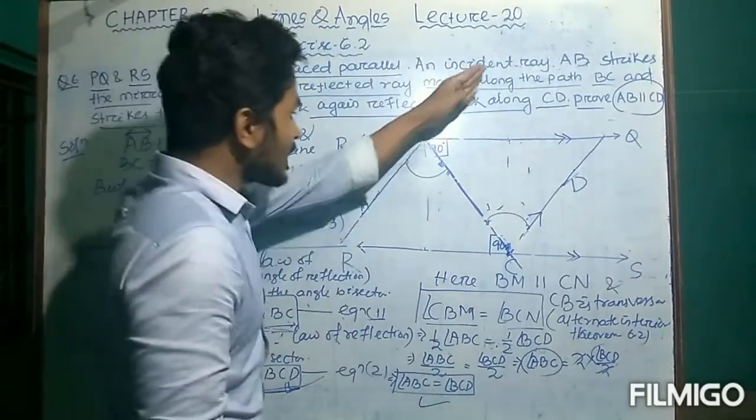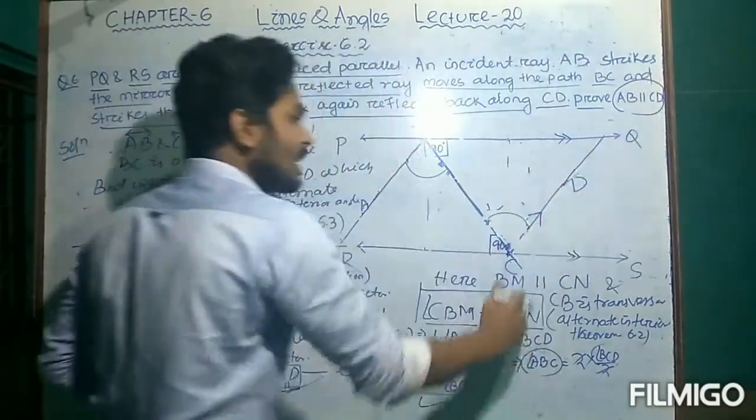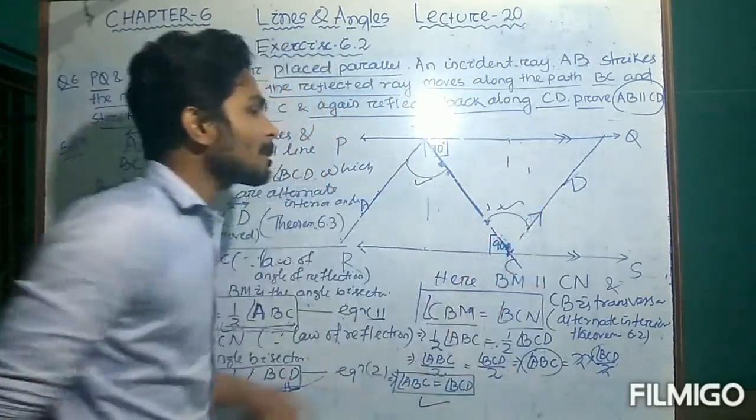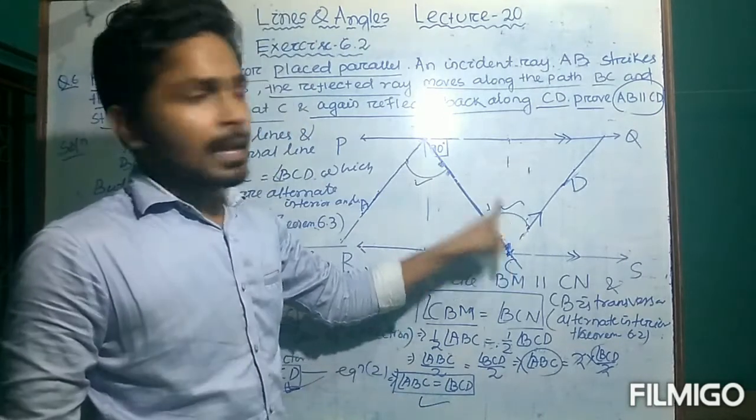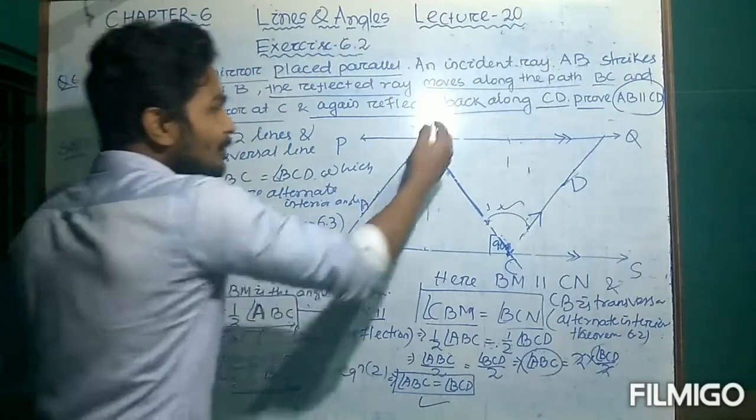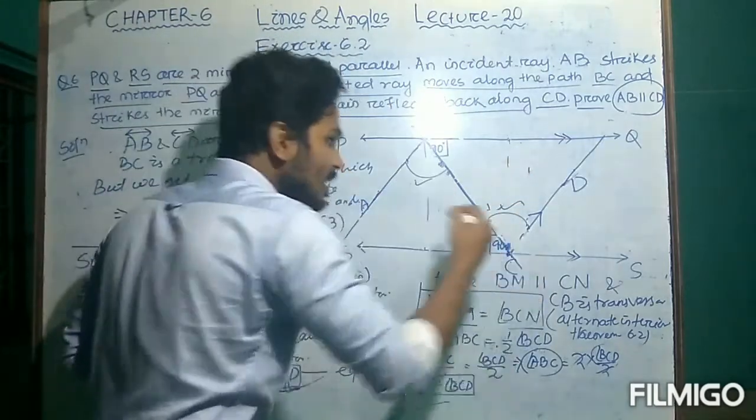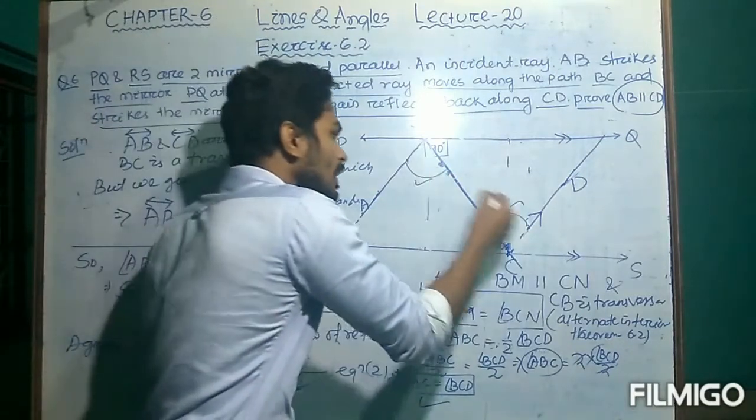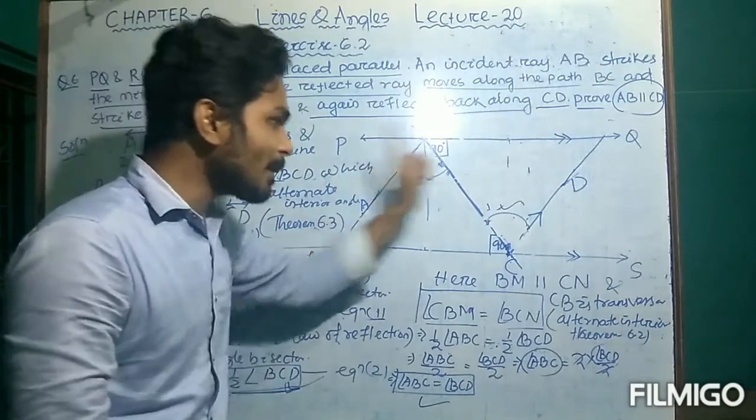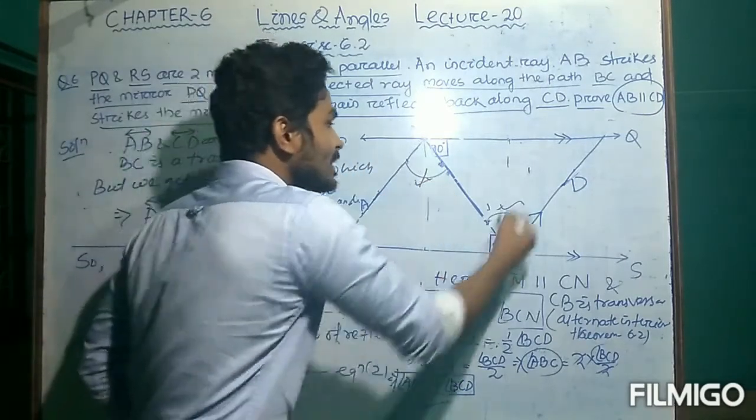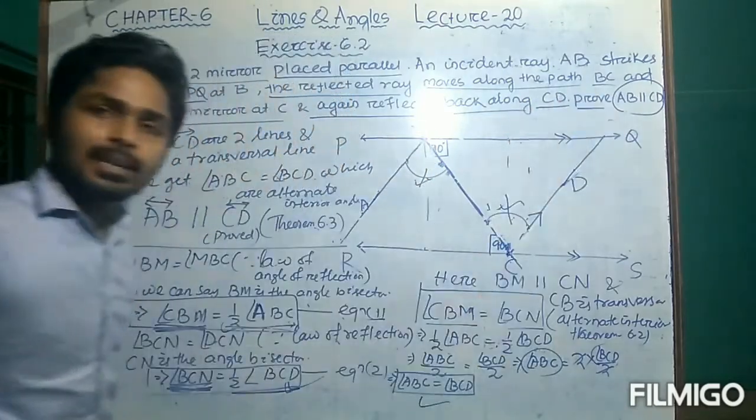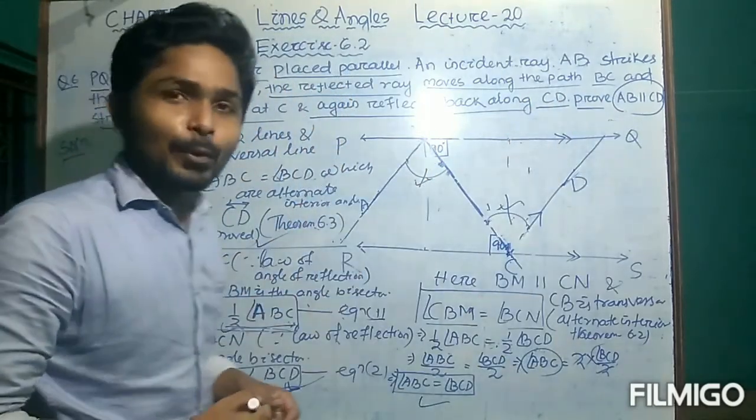Now, if you consider this line AB and this line CD, and this is the transversal line, then what is the relationship between this angle and this angle? They are alternate interior. And according to theorem 6.3, we know that if there is a transversal line between any two lines, and the alternate interior angles are equal, then the two lines are parallel. Here we find that this angle is equal to this angle. So we can write that the line AB is parallel to the line CD, and it is proved. Okay.